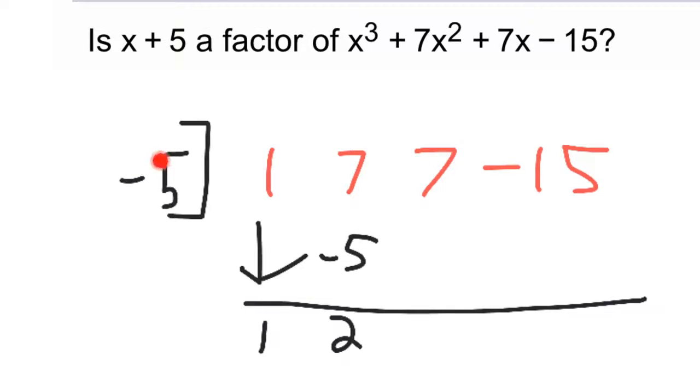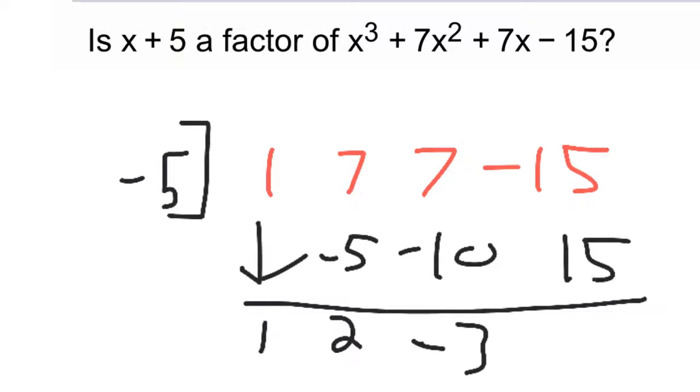Then repeat. -5 times 2 makes -10. Then add the column. -5 times -3 makes 15. Then add the column. And look, we didn't get a remainder. So our answer is yes, x plus 5 is a factor of this.